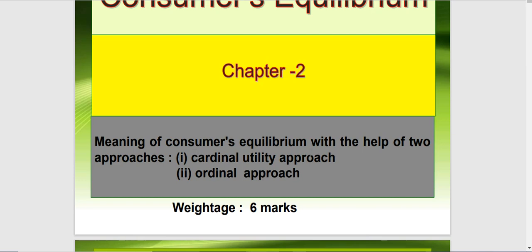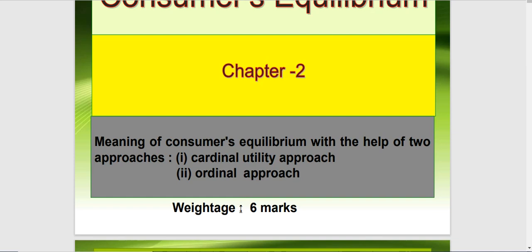The meaning of consumers equilibrium is basically explained with the help of two concepts. First one is cardinal utility approach. The second one is ordinal utility approach. This part of the chapter will have a weightage of 6 marks.